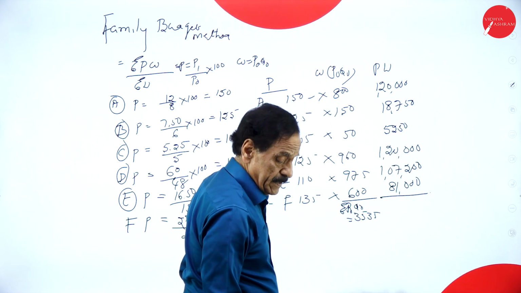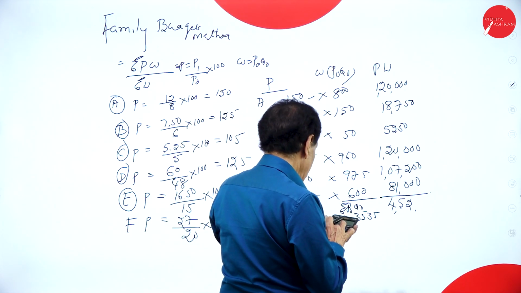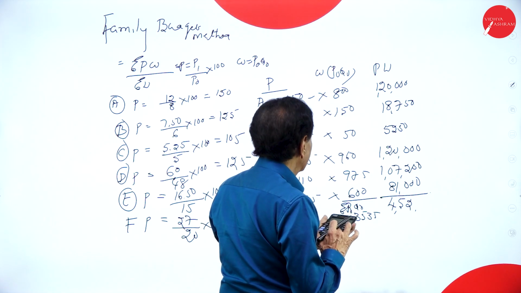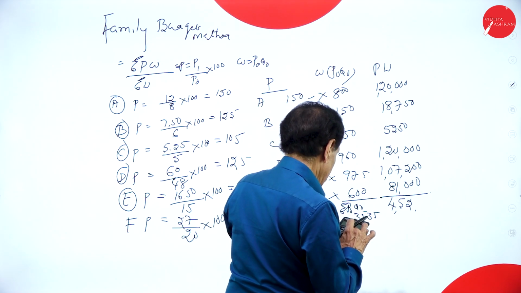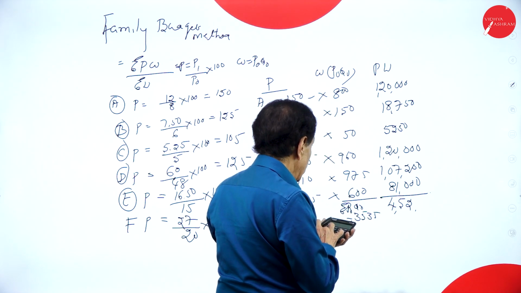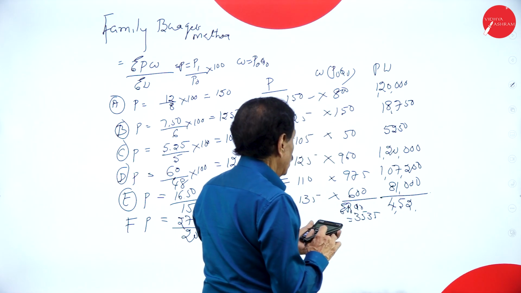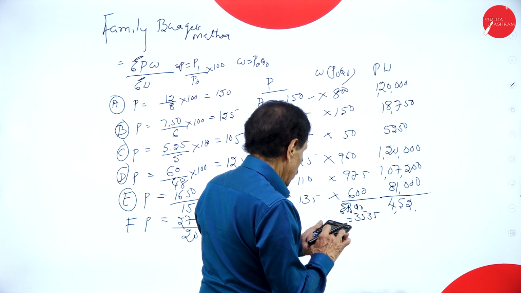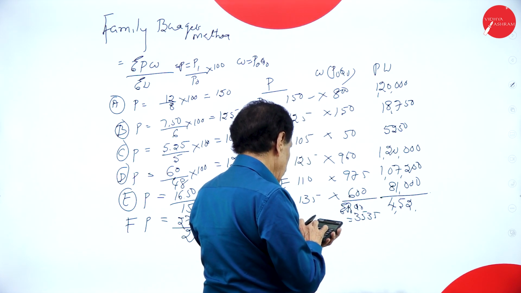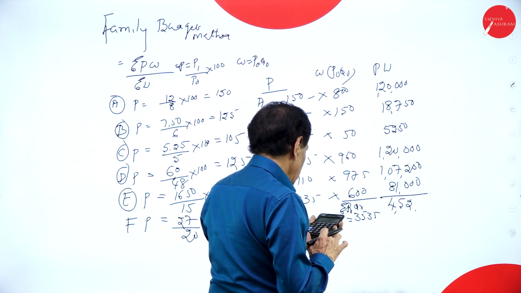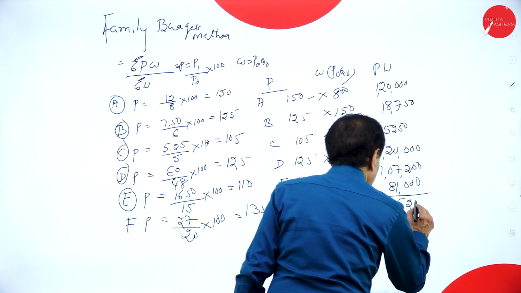Add the figures. 1,20,000 plus 18,750 plus 5250 plus 1,20,000 plus 107,250 plus 81,000. The total is 4,52,250.